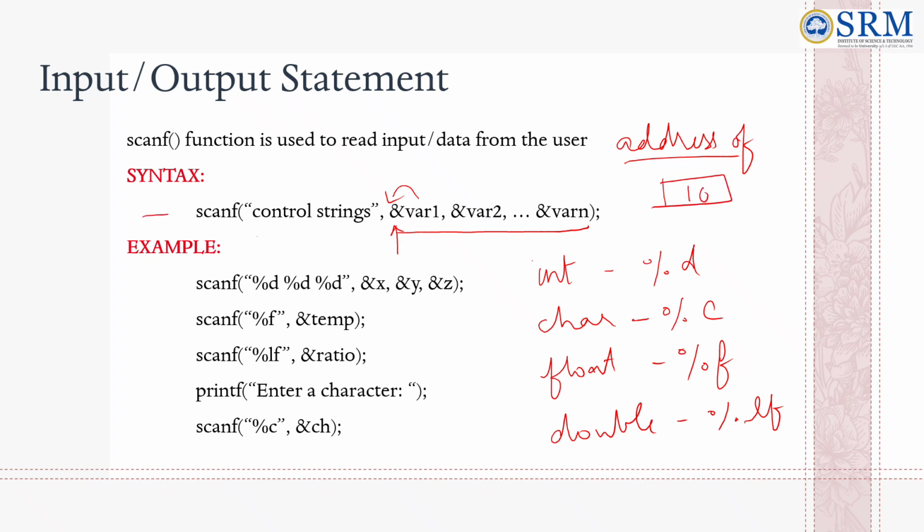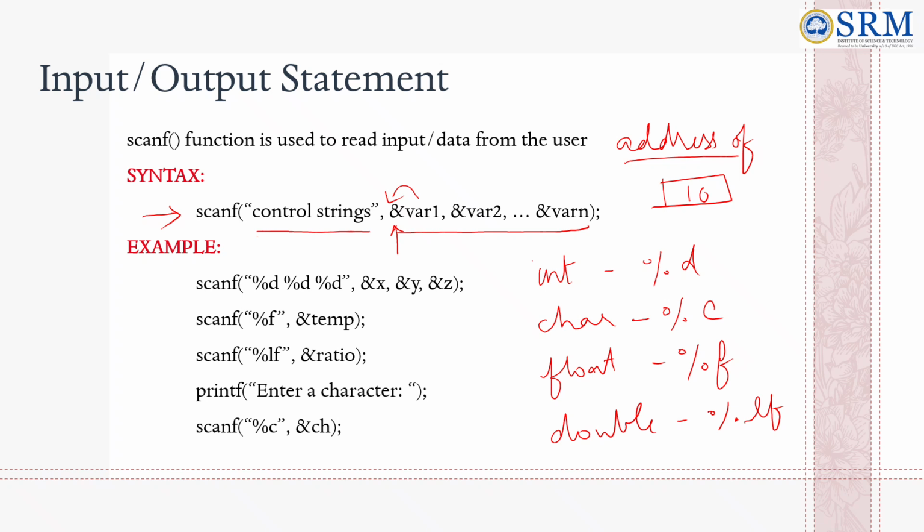So now this is the syntax of the input function scanf. Scanf followed by open parenthesis. We give the control string first, the control string to be enclosed within double quotes, comma, and we give all variable names preceded by ampersand symbol, and these variables to be separated by comma, and at the end we close the parenthesis and terminate this line with a semicolon.